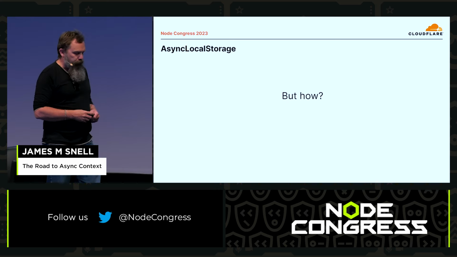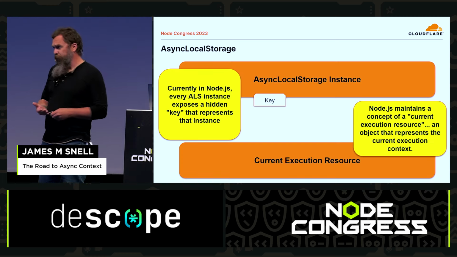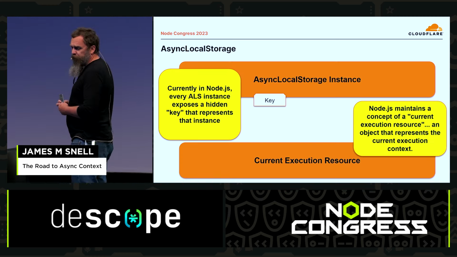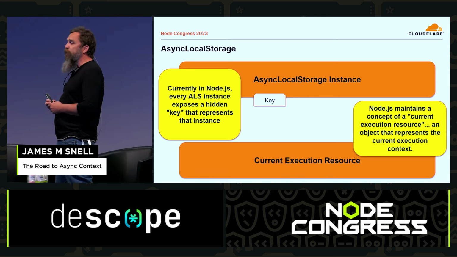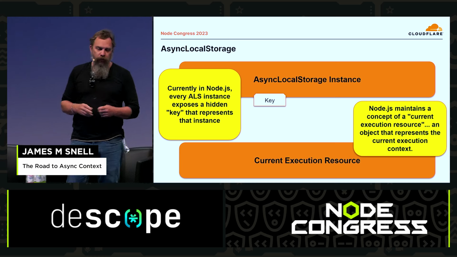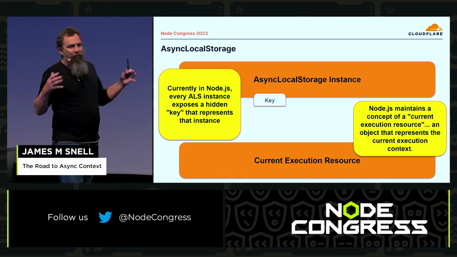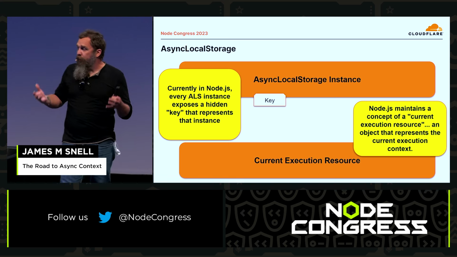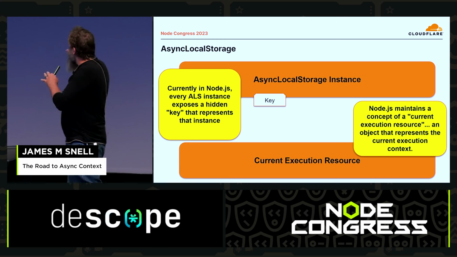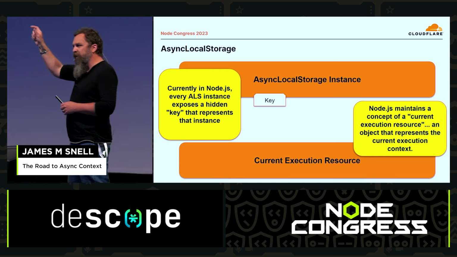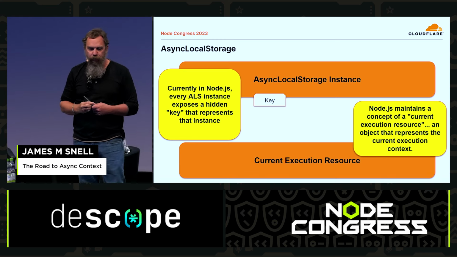Okay. But how do we do this? Unfortunately, it's a bit complicated right now in Node. Async local storage is built on an API called async hooks and promise hooks. We'll talk a little bit more about that in a bit. But it adds a certain degree of complexity and performance loss when we actually go to use this. Every async local storage instance has a key, a kind of hidden key inside that instance that represents that particular instance of that API.